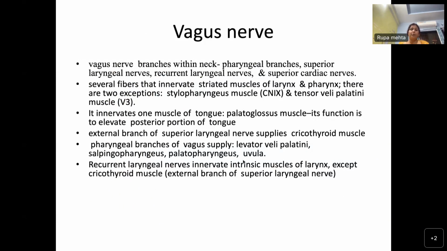And it innervates the palatoglossus muscle. The external branch of the superior laryngeal nerve supplies the cricothyroid muscle. The recurrent laryngeal nerve supplies all intrinsic muscles of the larynx except the cricothyroid, and it also supplies sensory innervation to the subglottis. The pharyngeal branches of the vagus supply the levator veli palatini, salpingopharyngeus, palatopharyngeus, and uvula.